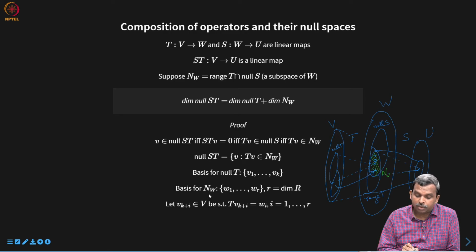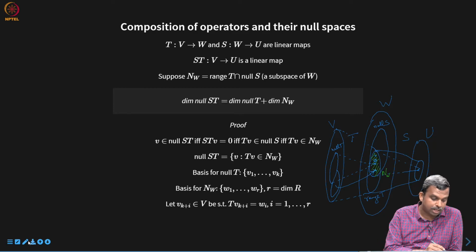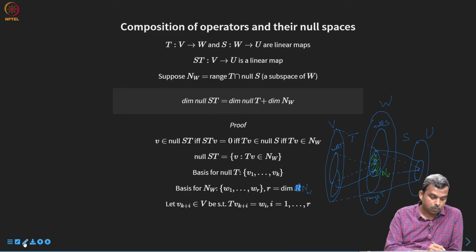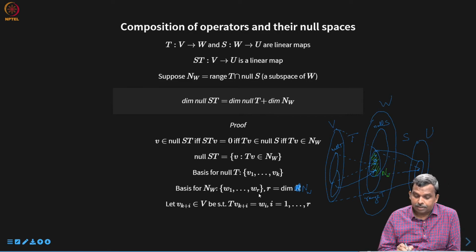For that, let me look at this very closely. I will come up with a basis for NW, okay. I will call it W1 to WR, okay. R could be the dimension of NW, sorry about that, okay. So this is the basis, and I will try to find solutions in V for this equation TV equals Wi, okay. So what is that solution? It is V_{k+i}, just one solution, let us say, okay. So you take a V_{k+i} such that T V_{k+i} equals Wi. This is true for i from 1 to R.